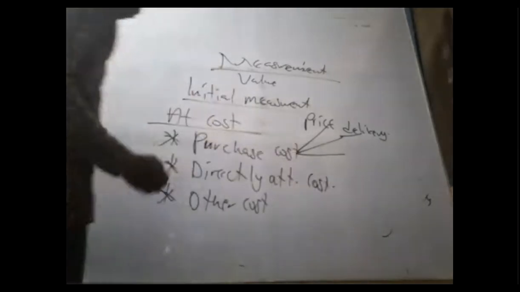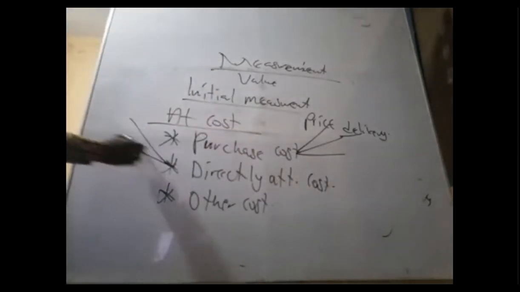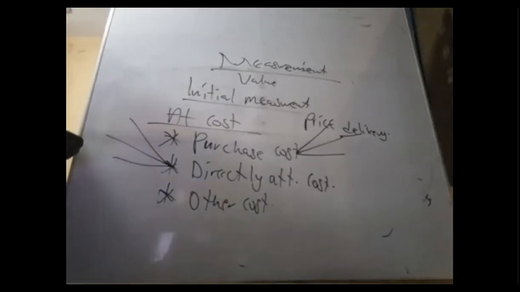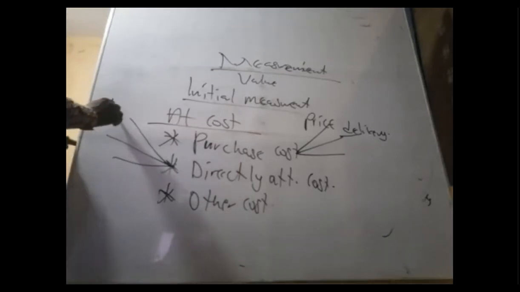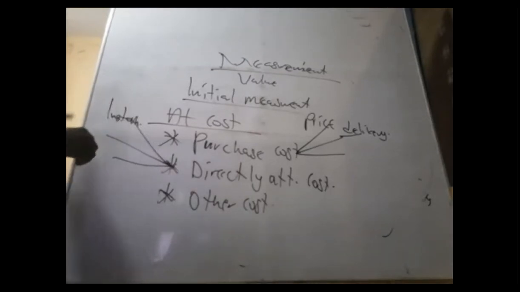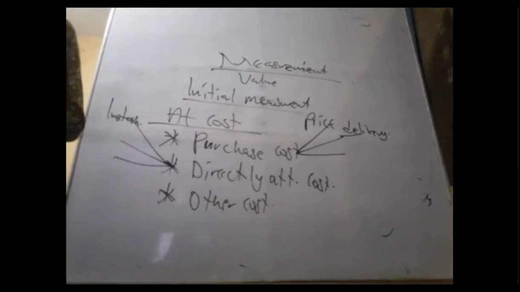Then directly attributable costs also have a lot of items. Directly attributable costs include what? One, installation cost. Two, testing. Electrical testing, or just testing.